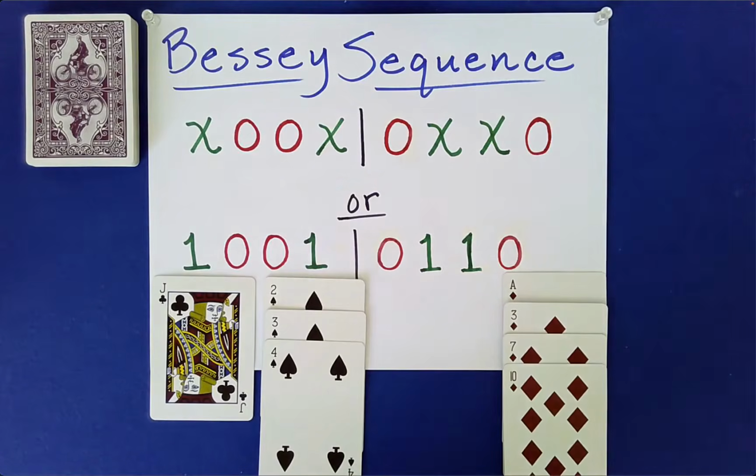Okay, today we're going to be looking at a couple of shuffles that are commonly used that preserve our special Bessey sequence organization of 8 cards.